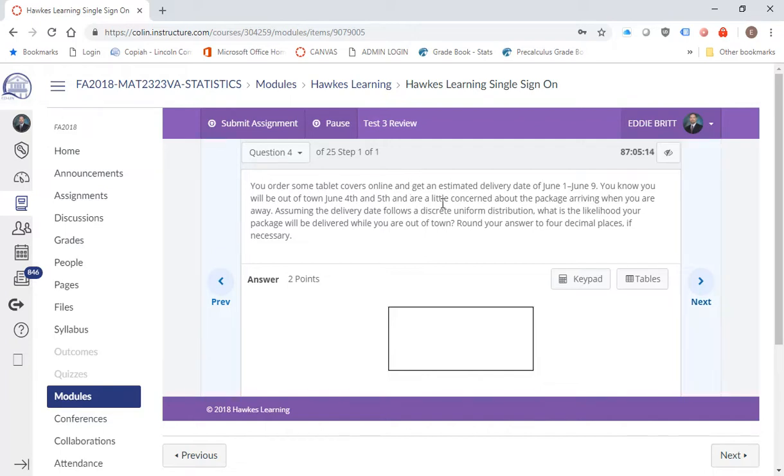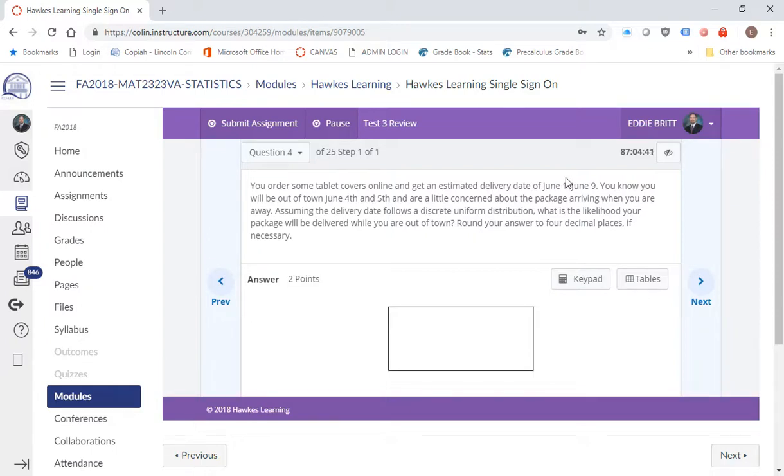Alright, this next problem says that you order some tablet covers and get an estimated date of June 1st through June 9th. You know you'll be out of town on June the 4th and 5th. You're a little concerned about the package arriving when you're away. Assuming the delivery date follows a discrete uniform distribution, what is the likelihood your package will be delivered while you're out of town? Round your answer to 4 decimal places.